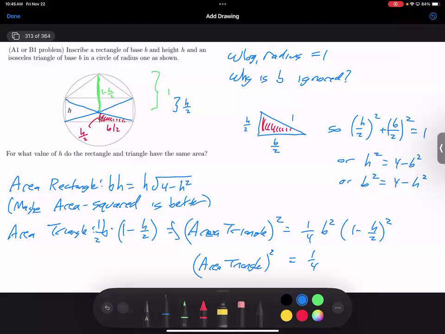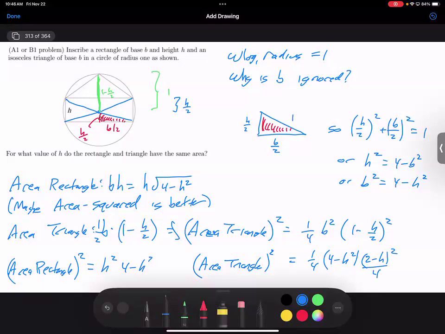Well, what is b squared? We've solved for b squared already. Oh, I see, it's 4 minus h squared. And then 1 minus h over 2 squared, I can pull out a 1/2, and that's going to become 2 minus h squared over 4. And the area of the rectangle squared is going to be h squared times 4 minus h squared.